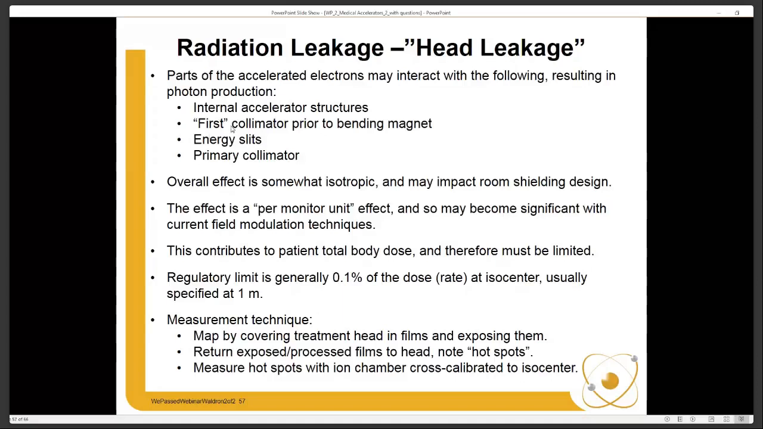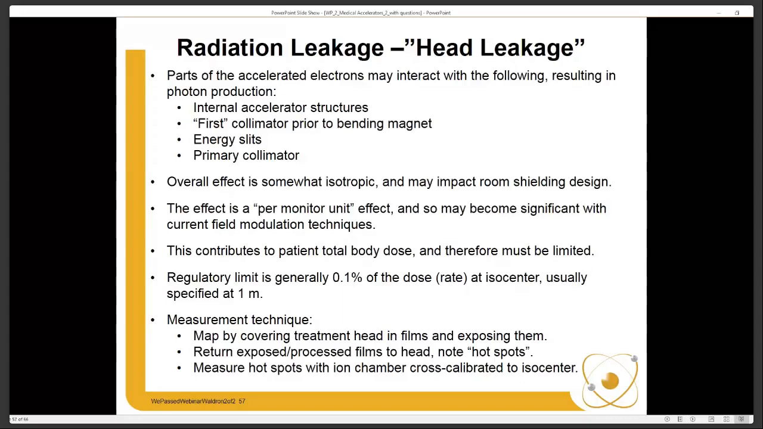Basically, everything the beam hits produces scatter, either photons or electrons, and it's more or less isotropic. And the regulatory limit for this, in general, is 0.1% of the dose-rated isocenter. Now, 0.1%, if we're going to make a shield that's going to only transmit 0.1%, that's right at about 10 half-value layers. So there's quite a lot of shielding in the heads of these machines.